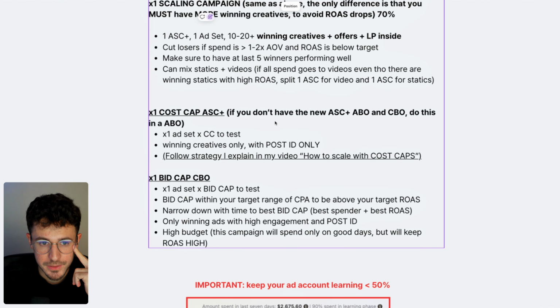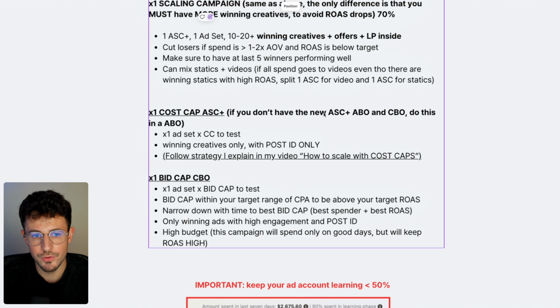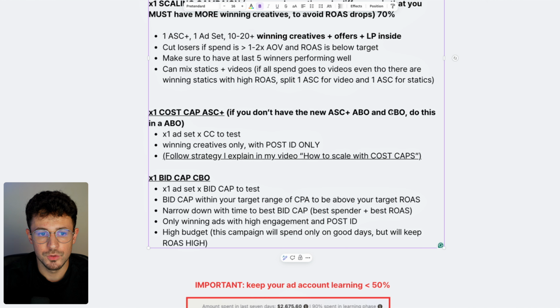For the cost cap in Advantage Shopping Plus, you need to check first if you have the new function, which is like Advantage Shopping Budget, I think they're called, where it's like an Advantage Shopping Plus where you can pick between ABO and CBO. If you don't have it, just go with a CBO, with an Advantage Shopping Plus standard. If you have it, you can do this in an ABO.